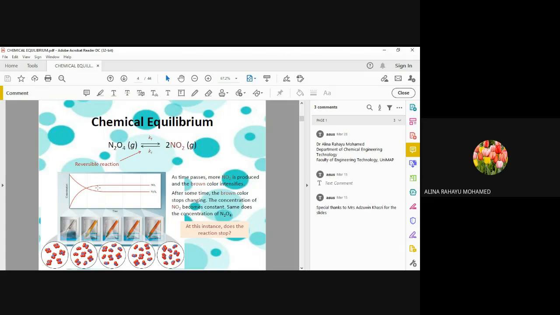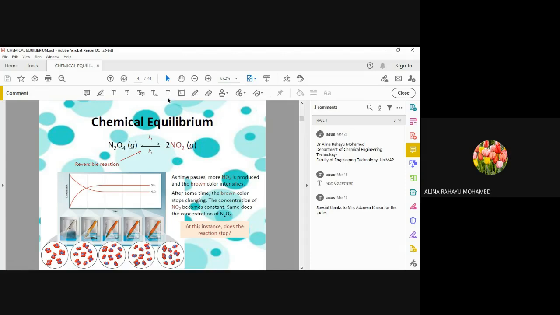After some time, the brown color stops changing. The concentration of NO2 becomes constant, so at this point the color does not change anymore. The same goes for the concentration of N2O4, which is also constant. So at this instant, does the reaction stop?